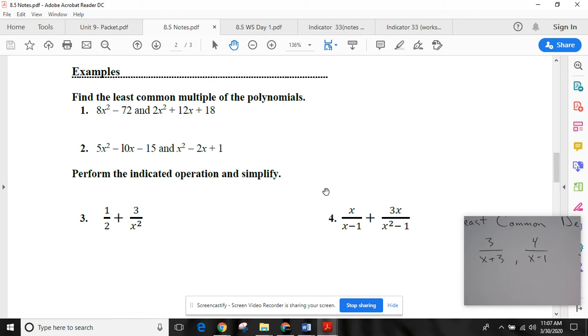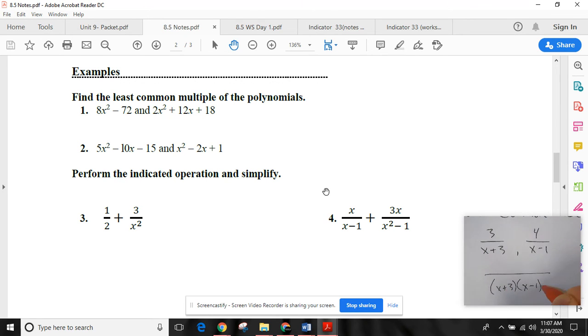Another example would be if I had 3 over x plus 3 and 4 over x minus 1. Now these are considered binomials. We've done this before. For a least common denominator, I would have to have both those binomials represented. So I'd have to have x plus 3, and I'd also have to have x minus 1 represented for that least common denominator.